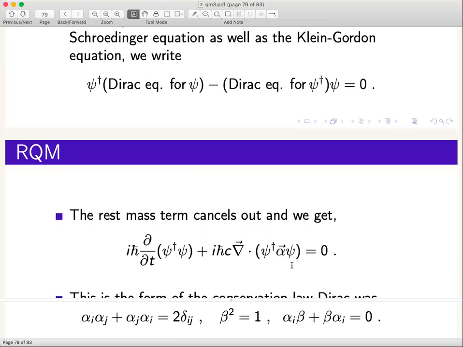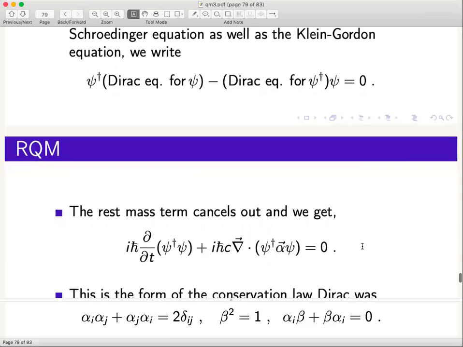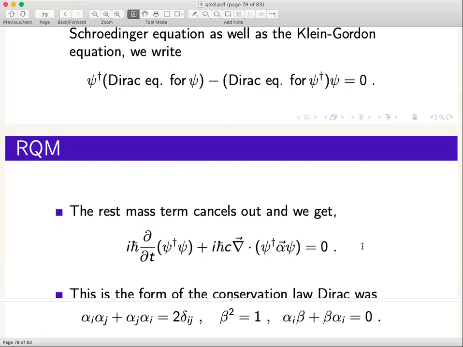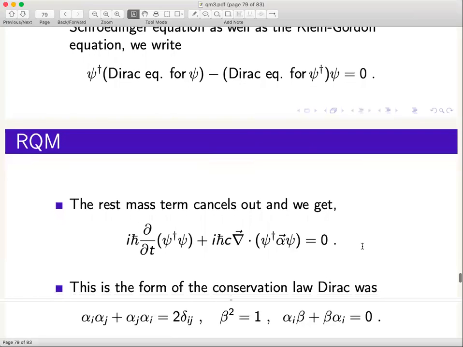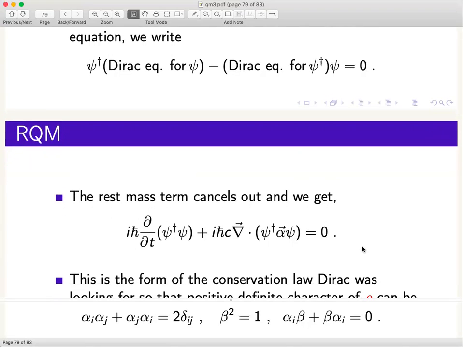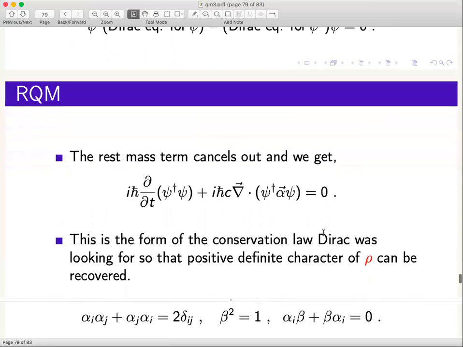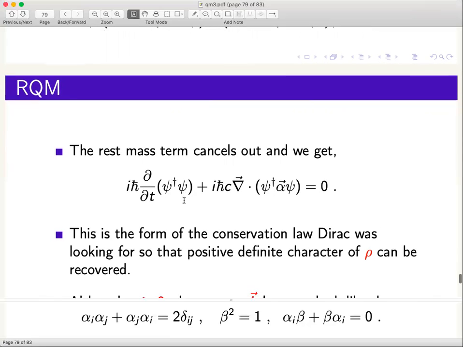Okay, this form of the equation is very reminiscent of the equation that we had when we wrote down the current conservation law for the Schrodinger equation. And this is precisely the form that Dirac was looking for, because the 0th component of the current is psi dagger psi in this particular case. Okay, and therefore it is positive definite. And he wanted the rho part of the current to have a positive definite character, and that indeed is true in this particular case.